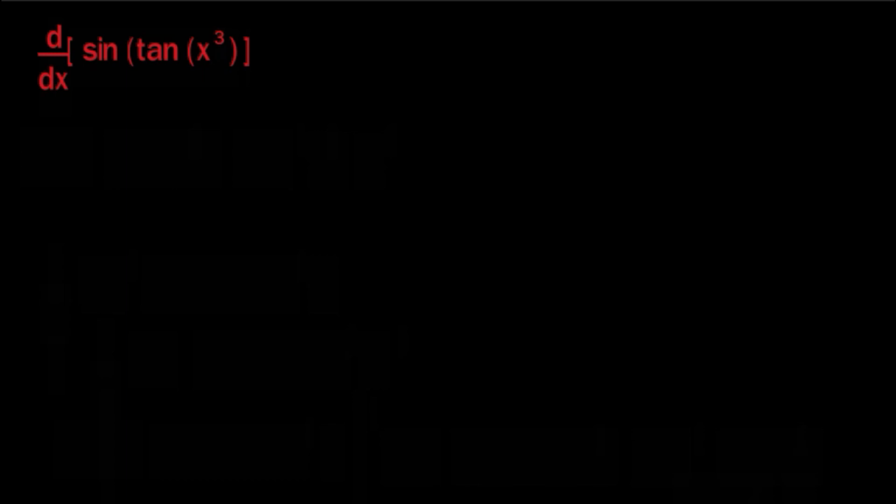So let's say we want to differentiate this. What we do is we differentiate the function outside first, so it becomes cos tangent x cubed. We keep the inside, then we differentiate the function inside. When you differentiate tangent x cubed, you will get secant squared, you keep the function inside, and then you differentiate the function inside of tangent, which is 3x squared. So I hope you can see some pattern. This is the answer.